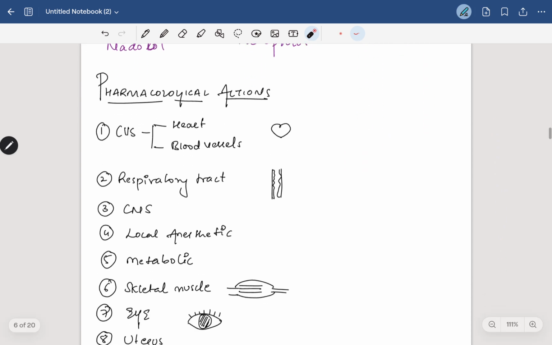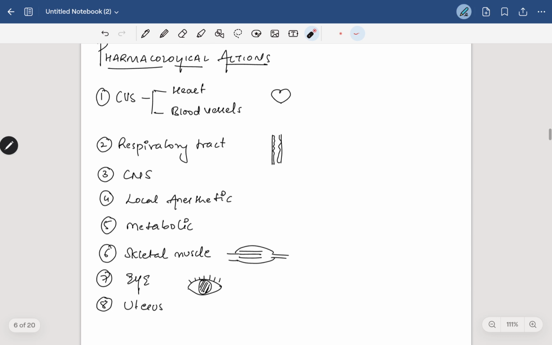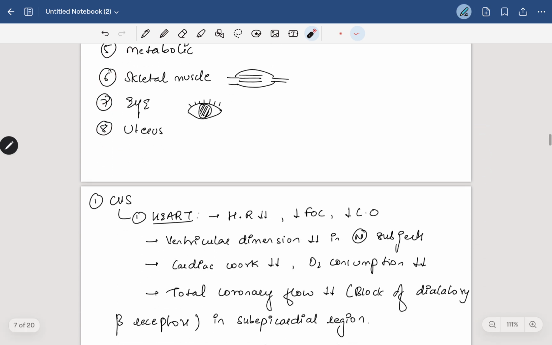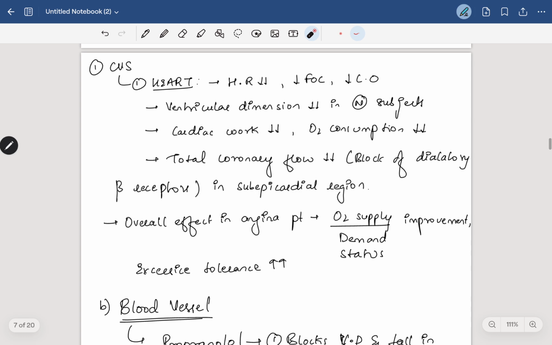Moving on, the pharmacological actions. We will be looking at the pharmacological actions under the following headings: CVS in heart and blood vessels, respiratory tract, CNS, local anesthetic, metabolic, skeletal muscle, eye as well as uterus. So let us look into each one of them in detail.